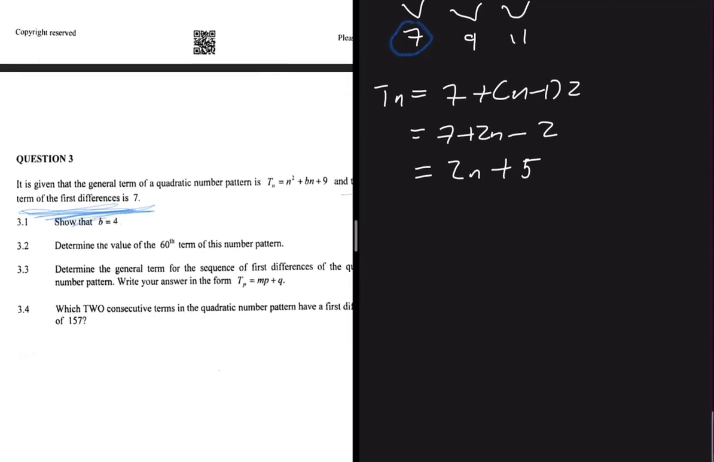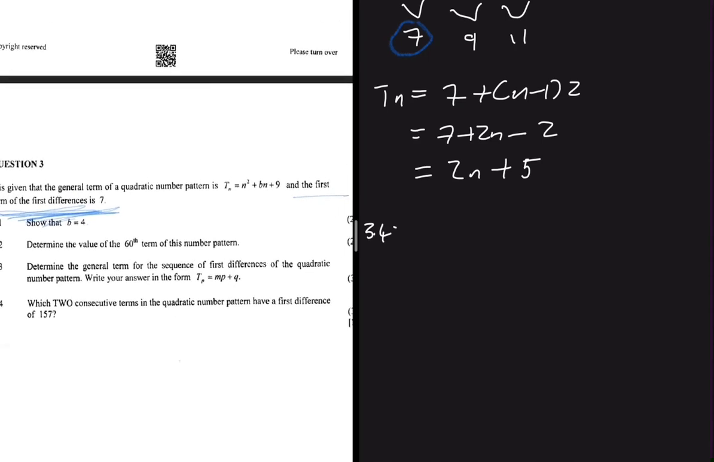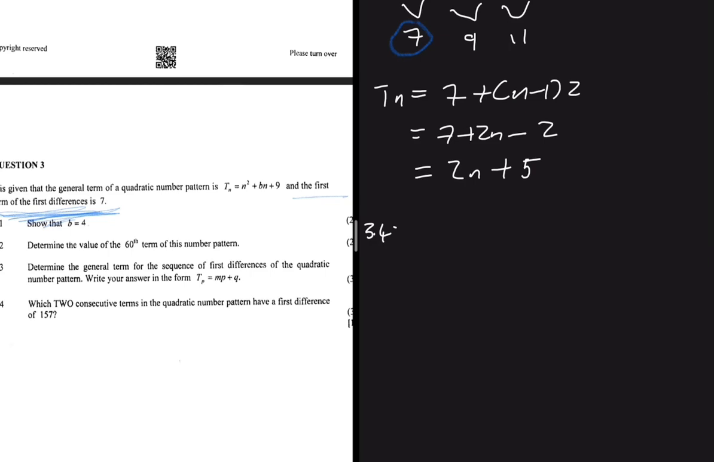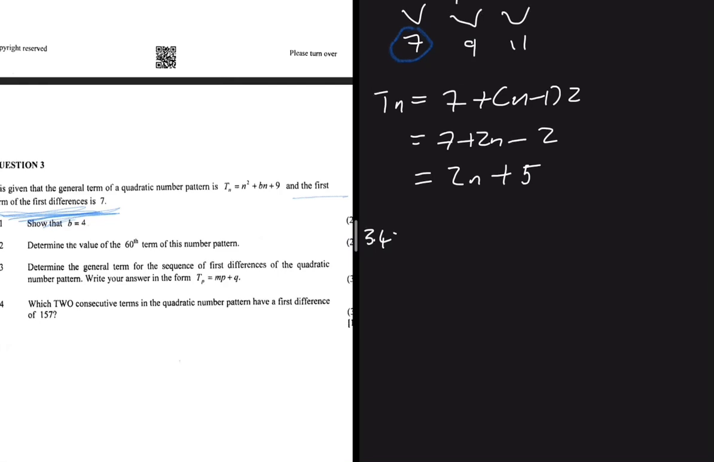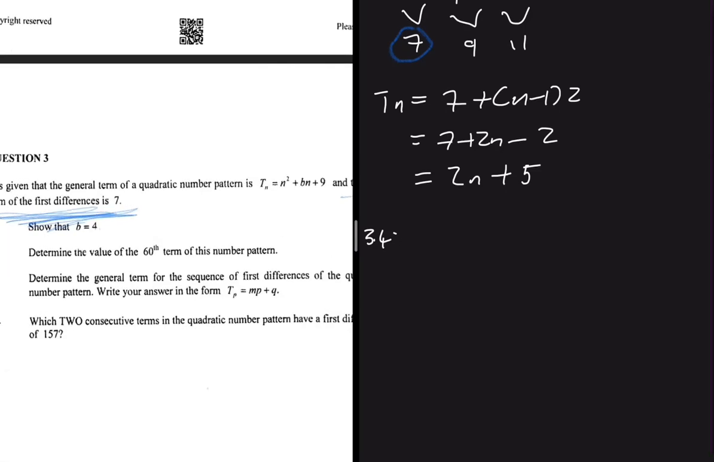And now the last question, 3.4. We have 3.4 here, saying which two consecutive terms in the quadratic number pattern have a difference of 157? Because we have an equation of the pattern created by the first differences, we can easily find the position of the number 157, right? But then after we do that, what do we do?